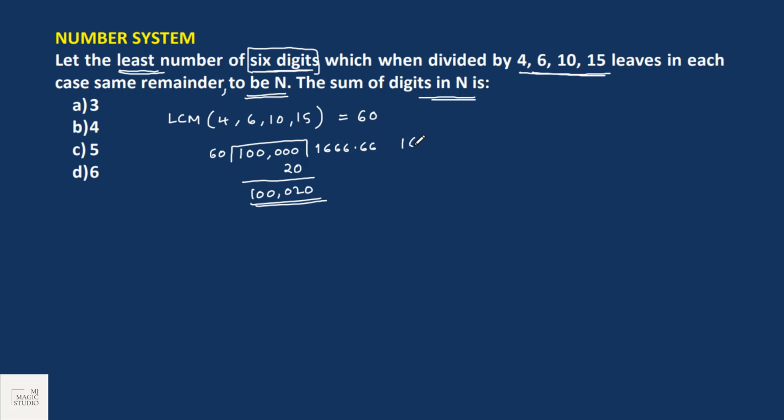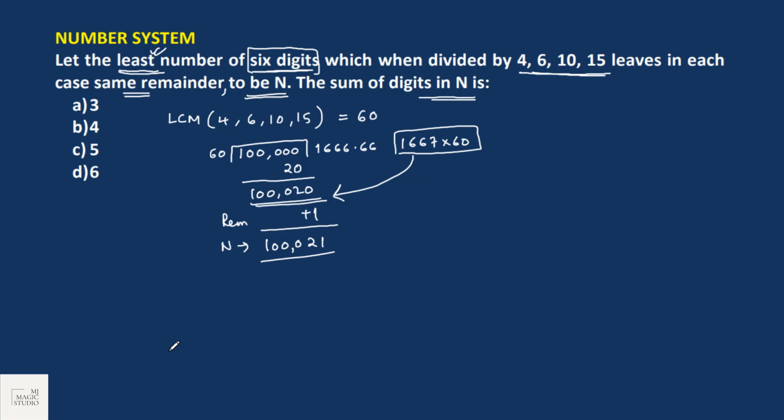Or you may check 1667 into 60 would be the smallest 6-digit number which is divisible by 4, 6, 10, 15 and everything. But we know that this number leaves the same remainder in each case, and this number is the least. So what can be the least remainder that you can get if you divide any number by 4, 6, 10, 15? The least remainder is 1. So the smallest n possible is 100021.